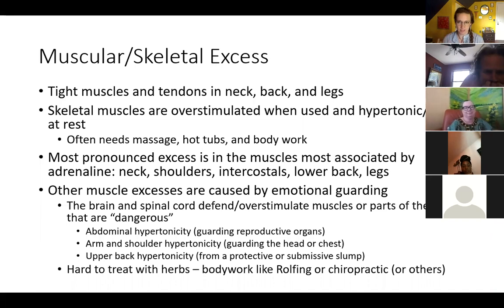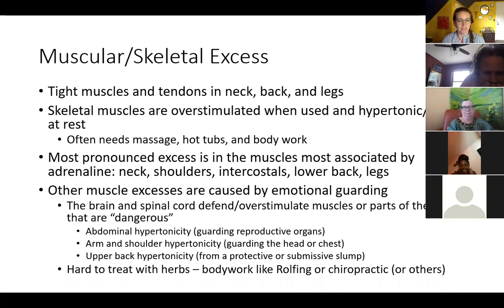It's not meant to be calm all the time, but your muscles aren't meant to be tight all the time either. And so chronic tension is a sign of excess use in this system. So this person often needs massages and hot tubs and body work. And God, I mean, everyone needs those things, right? I just think we all need those things.